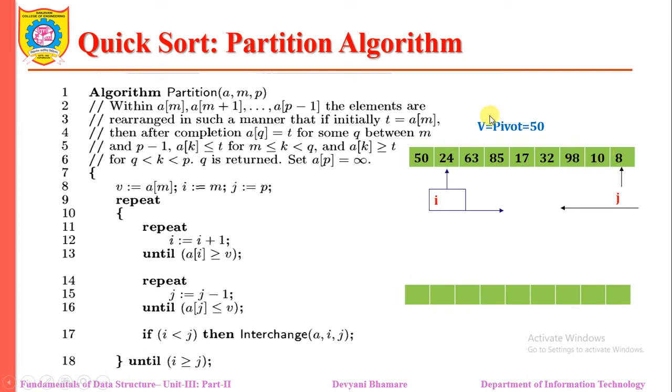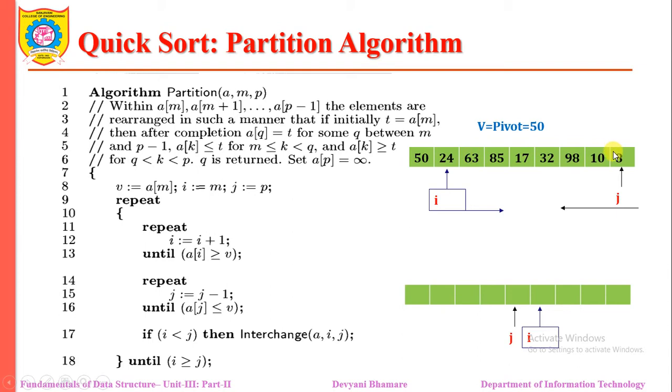Okay, in this fashion, this will work recursively. So here, is 24 greater than 50? No, increase I by 1. Is 63 greater than 50? Yes, we need to stop. Now is 8 less than 50? Yes, we need to swap. Stop. Then 63 and 8 are going to be swapped.